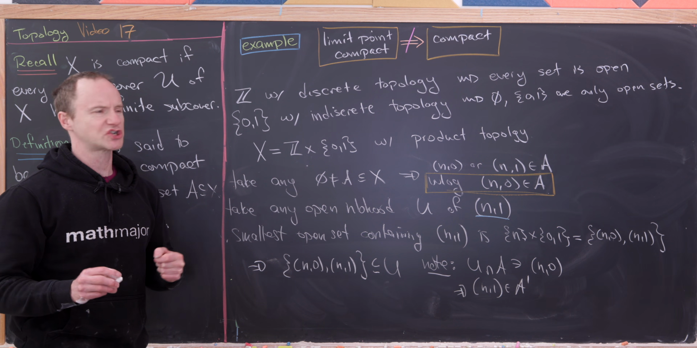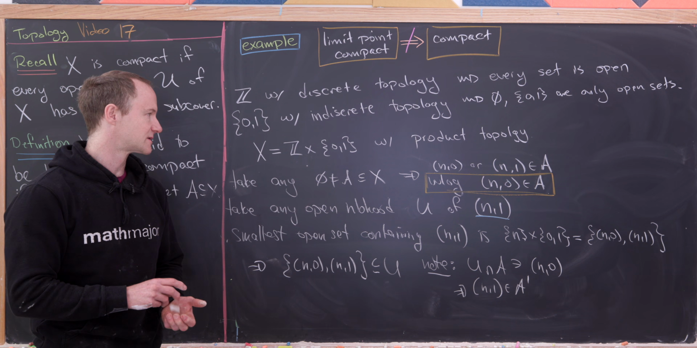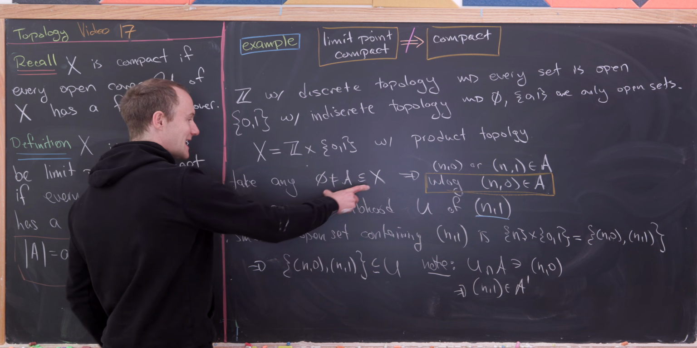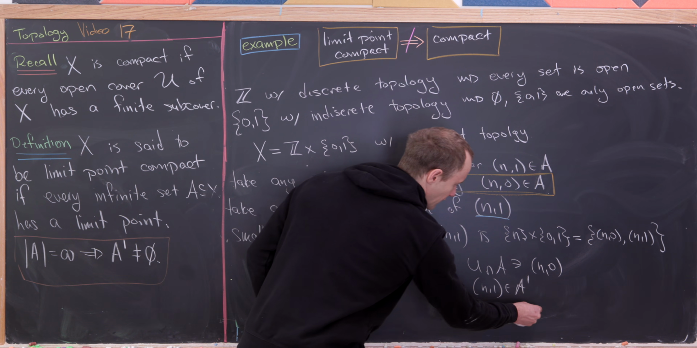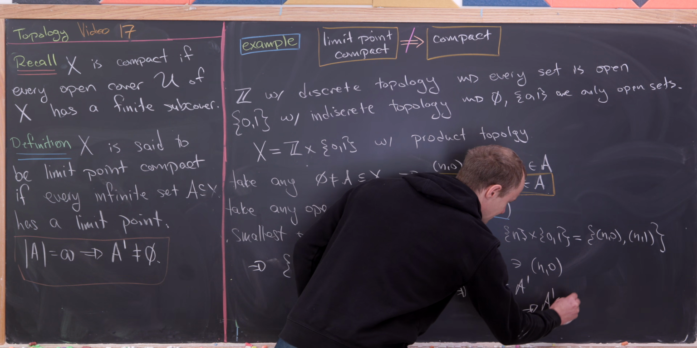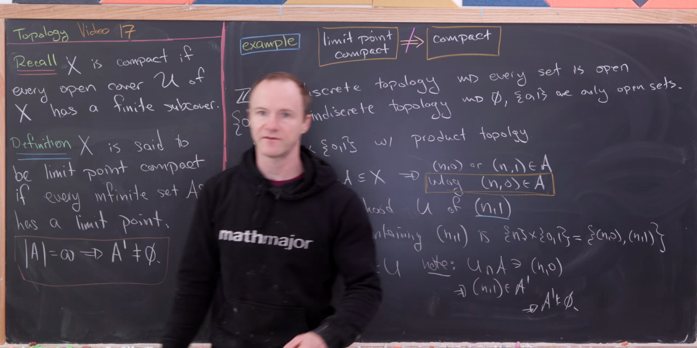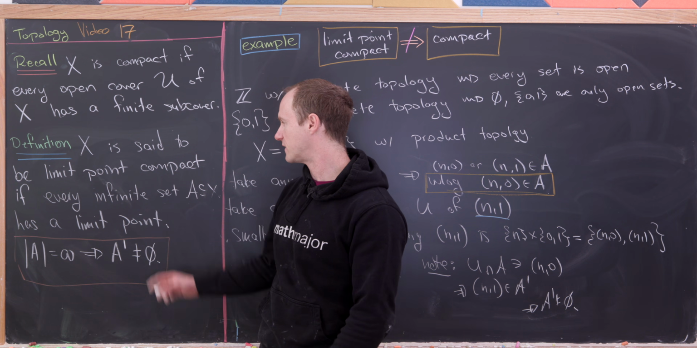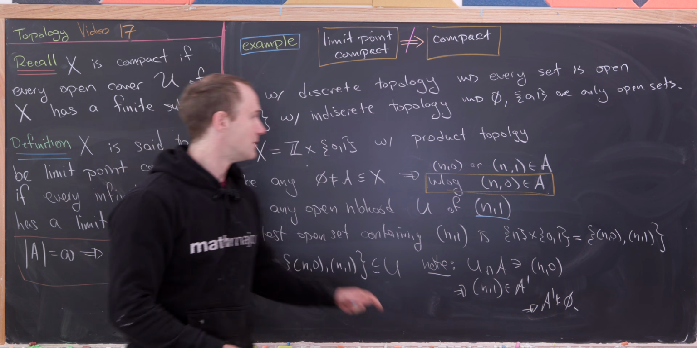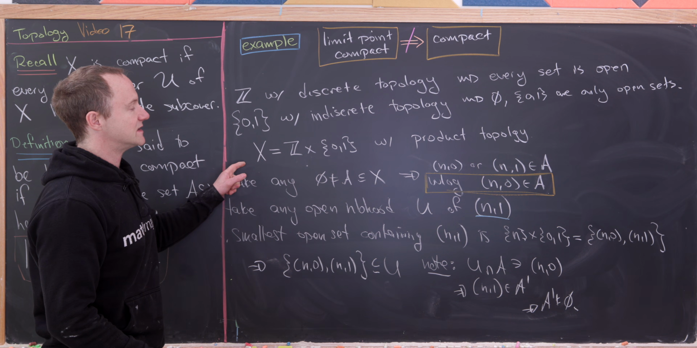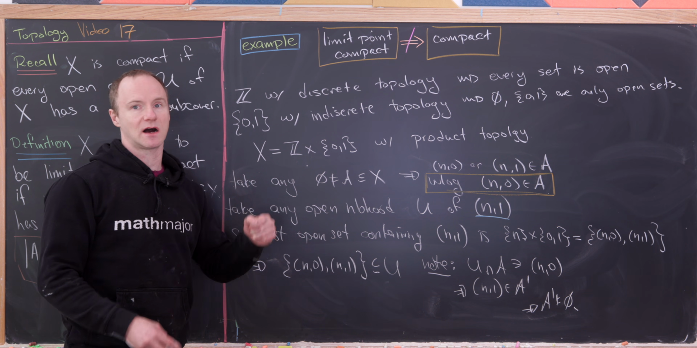Now, what did we just show here? We actually showed something a little bit stronger than limit point compactness. We showed that any non-empty set has a limit point. So in other words, if we've got any non-empty set, the set of limit points is non-empty itself. Well, if any non-empty set has a limit point, then definitely any infinite set also has a limit point, meaning this is limit point compact. Now let's just prove that it's not compact.